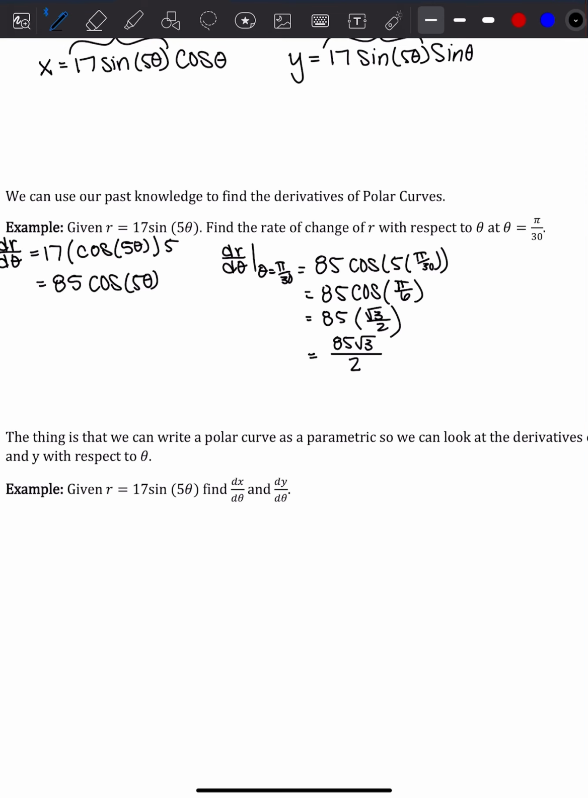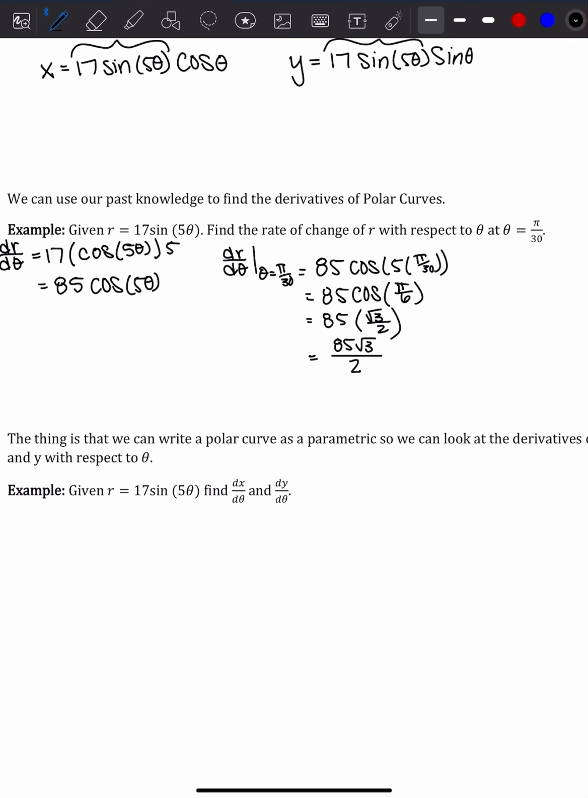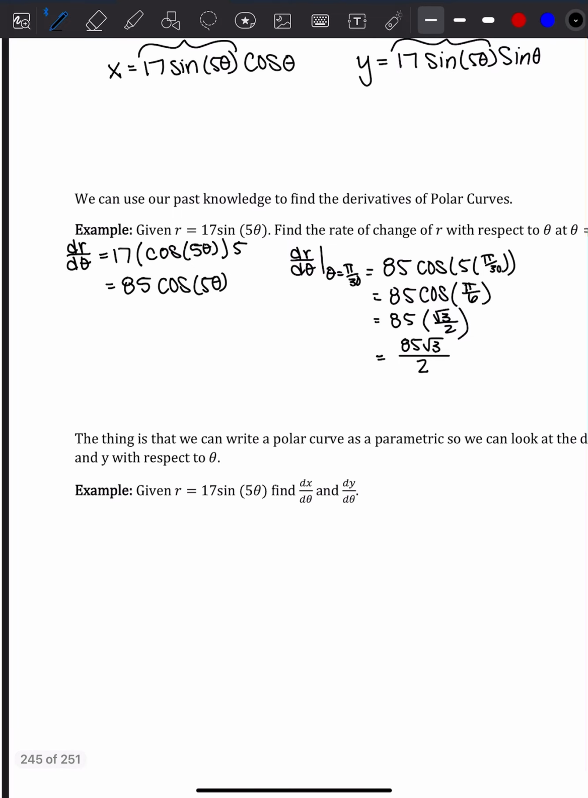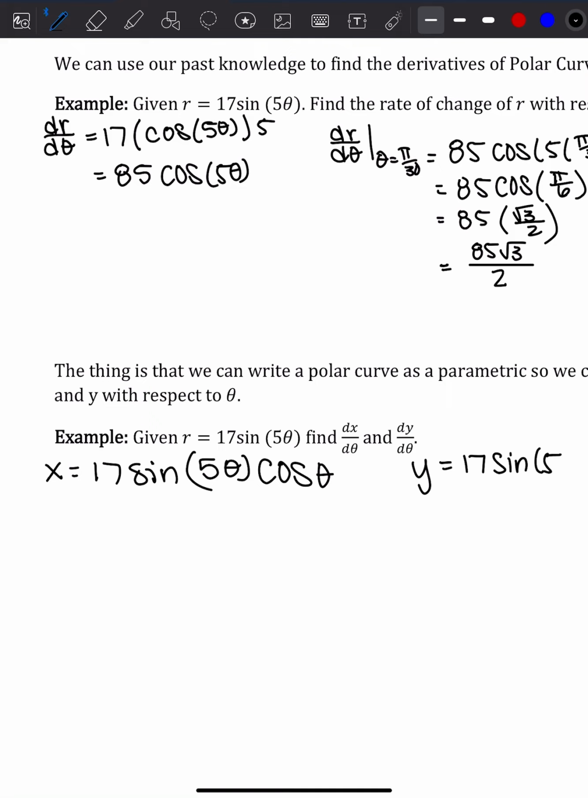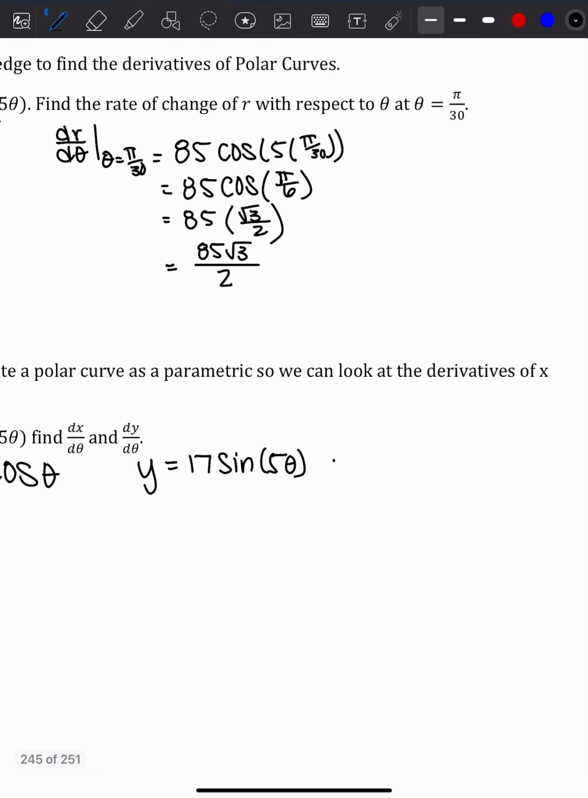But if we have a problem that says, given r equals 17 sine of 5 theta, find dx over d theta and dy over d theta, we have to find the parametric functions that we would be looking at in order to do this. Thankfully, we already found x and y, so I know that's r times cosine, so 17 sine of 5 theta times cosine, and 17 sine 5 theta times sine.